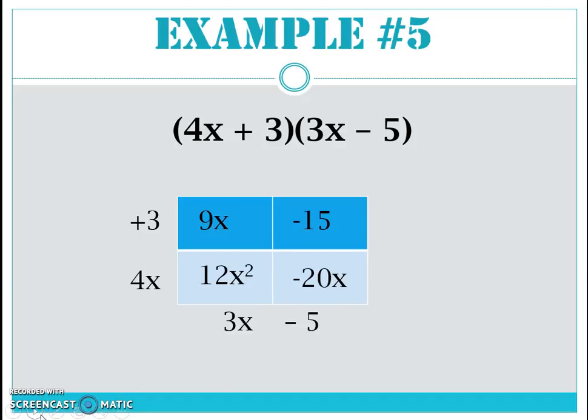And finally, we need to combine like terms. We have 12x squared. There are no more x squared, so we just bring it down. We add our diagonal because they're both x's. So 9x plus a negative 20x is negative 11x. And there's no like term with the negative 15, so we just bring it down. This problem is not complete until you write out the final polynomial.